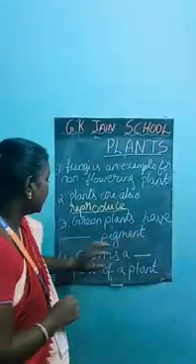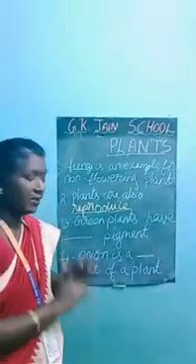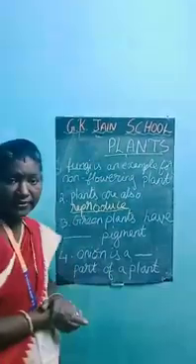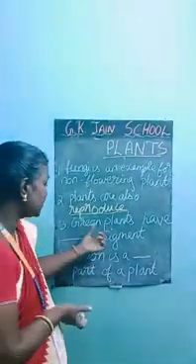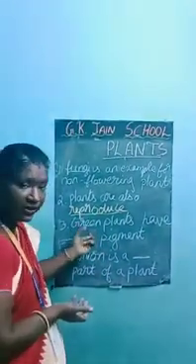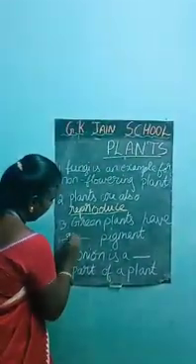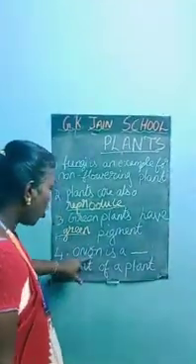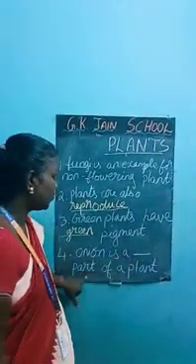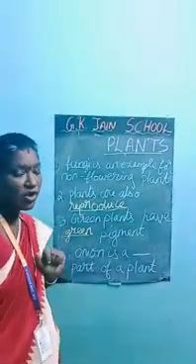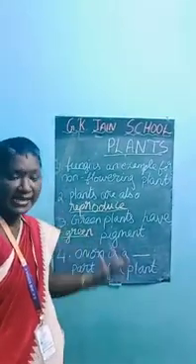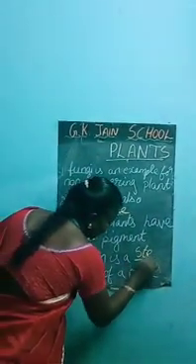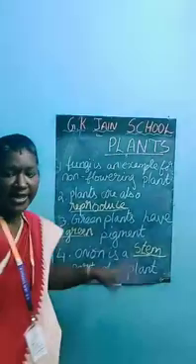Green plants have dash pigment. Which color pigment? Yes, green pigment. The question itself has the answer. G-R-E-E-N. Green pigment. Next, onion is a dash part of the plant. Is it a root, a leaf or a stem? Yes, it's a stem. S-T-E-M. Stem. This is the answer for the fourth one.